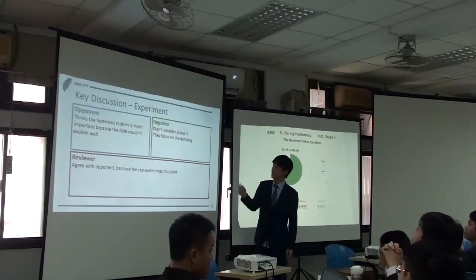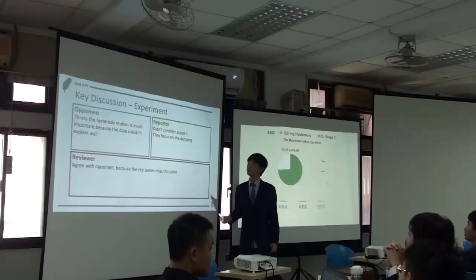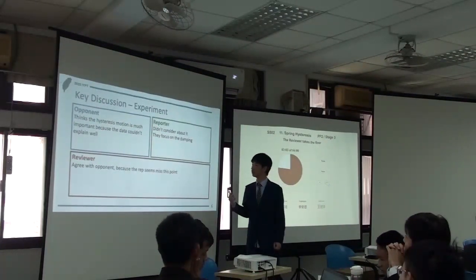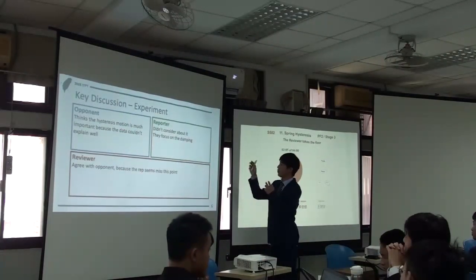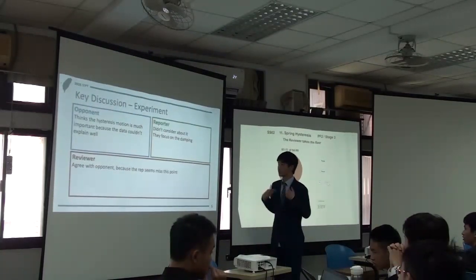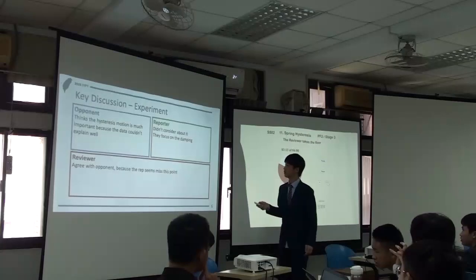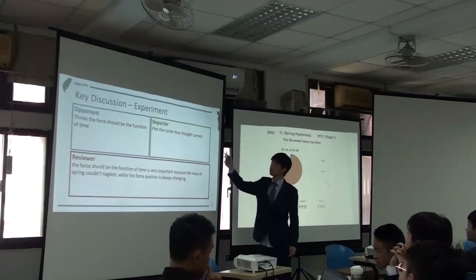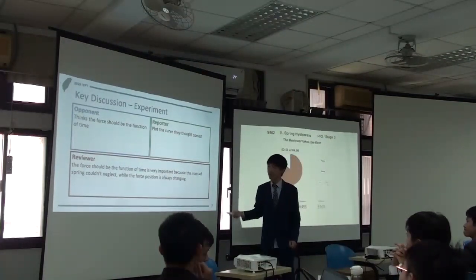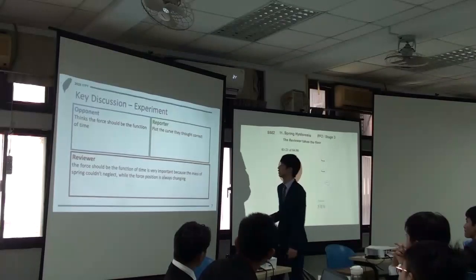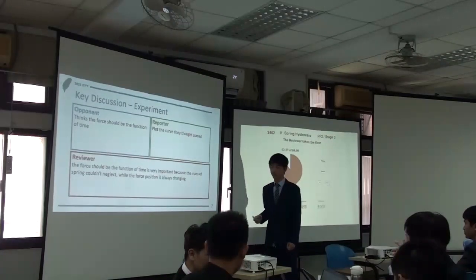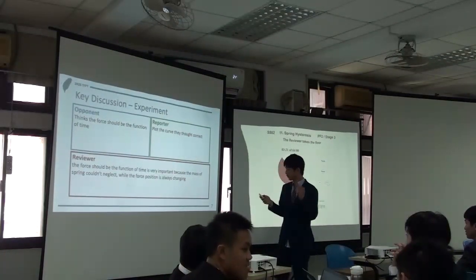Okay, so the experiment discussion. The opponent thinks the hysteresis motion is much more important because the data couldn't explain it well, and the reporters say they didn't consider the hysteresis. We agree with the opponent. On the force, the opponent thinks it should be a function of time, but the reporters say it is constant. As reviewers, we think the force should be a function of time because it is the source of hysteresis.